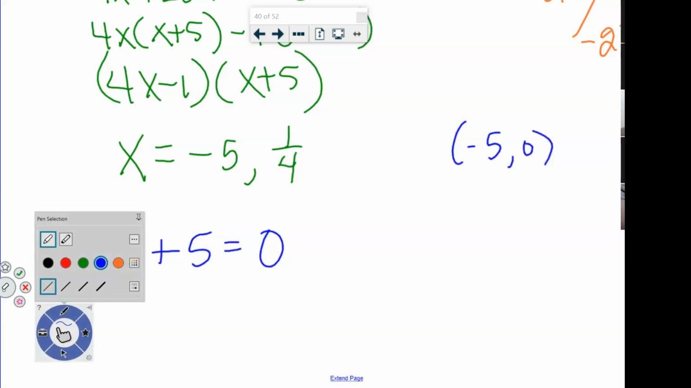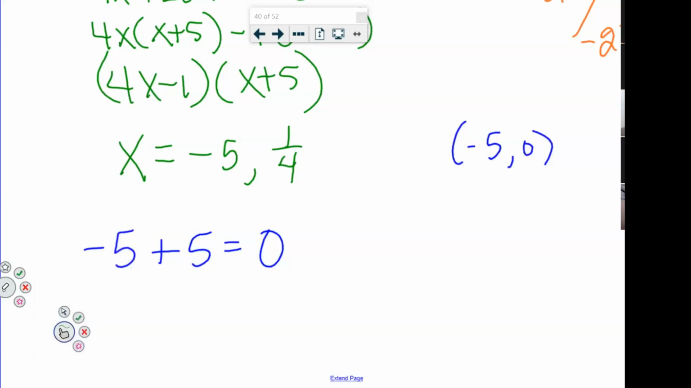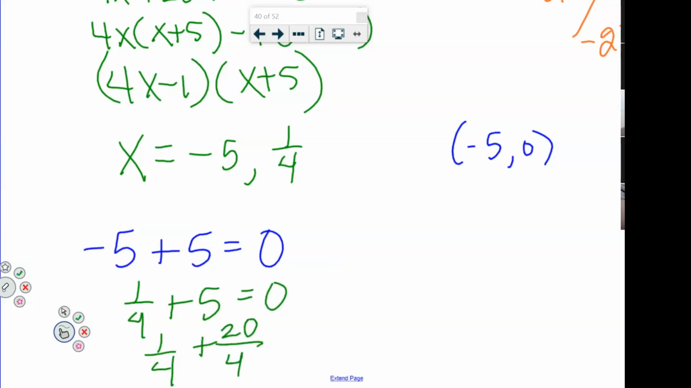Now let's plug in the fraction. So 1/4 plus 5 equals 0. I'm going to make that into fourths. So the other solution is 1/4 and then 21/4, and just leave it as an improper fraction. It's fine.